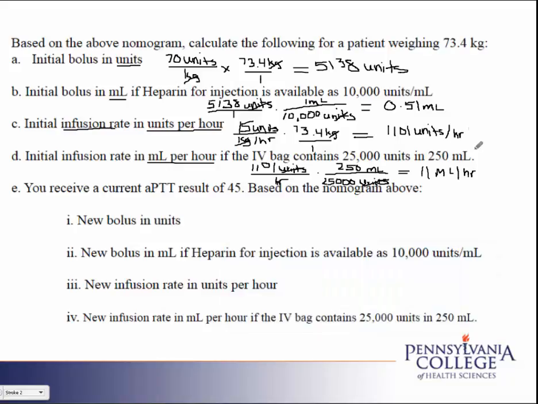I've already completed 4 parts of the problem. Each of them was only one step. So the overwhelming part is how many parts there are, but the math is very straightforward. And now, Part E. You receive an APPT result of 45. This means I need to go back to the protocol and see what to do based on this clotting time for my patient. So I'm going to look in the protocol.